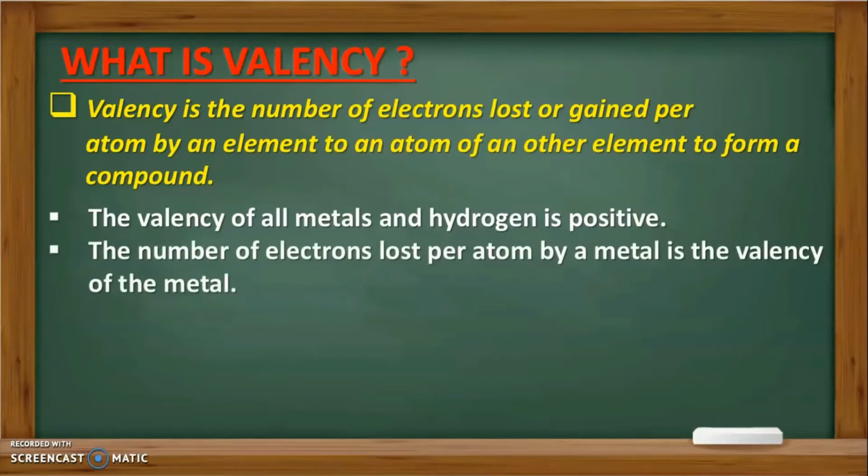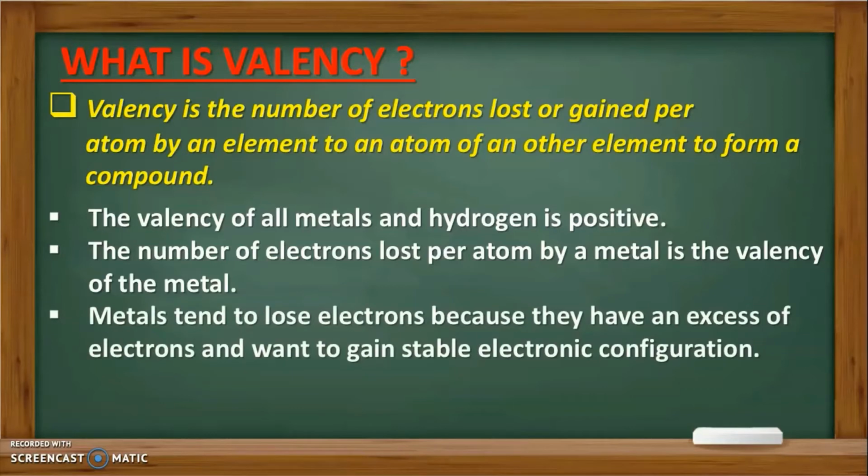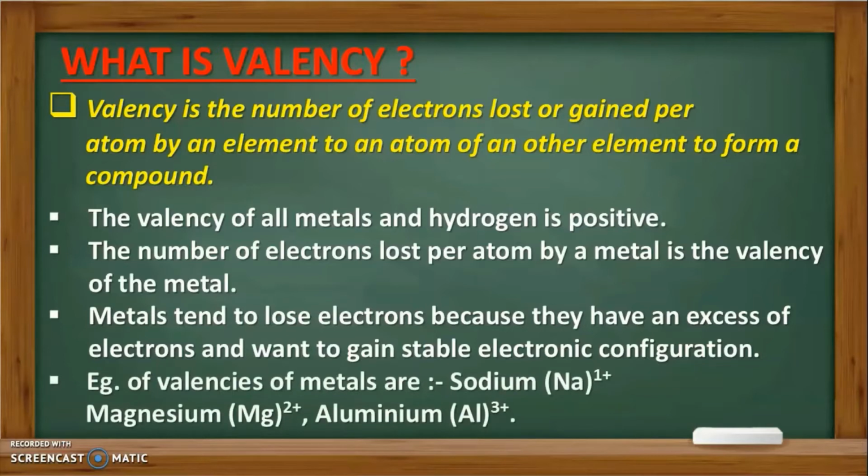Metals tend to lose electrons because they have an excess of electrons, and since they want to gain a stable electronic configuration, they lose their electrons. Some examples of metals with positive valencies are sodium, which has a valency of 1+, magnesium, which has a valency of 2+, and aluminium, which has a valency of 3+.